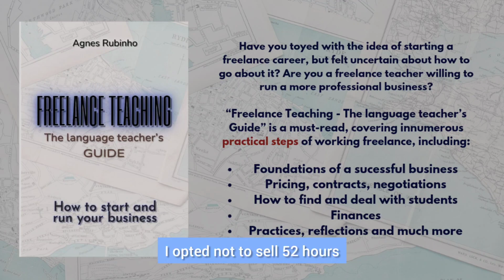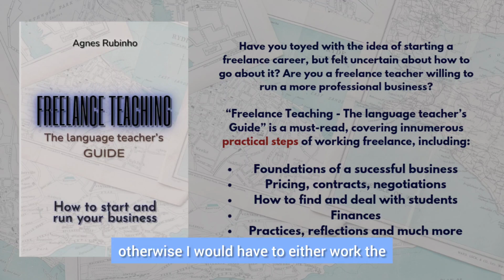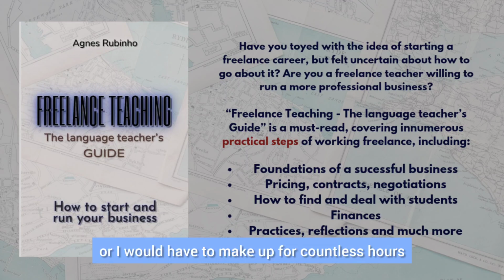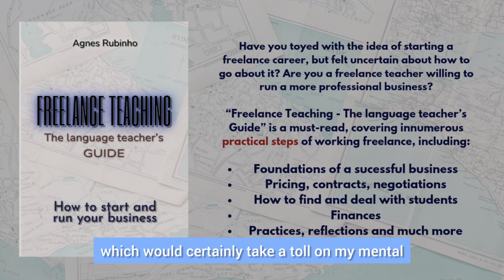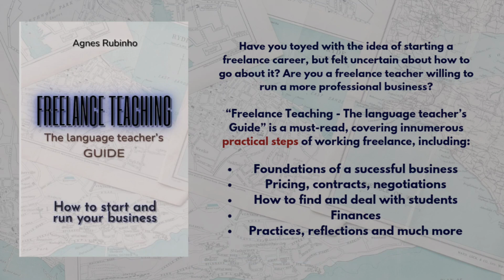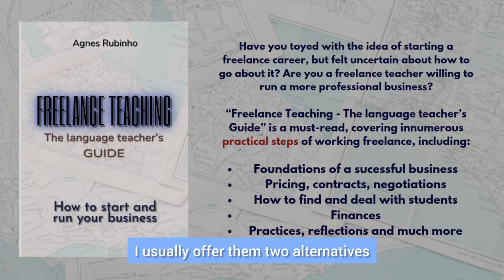I opted not to sell 52 hours, otherwise I would have to either work the entire year non-stop, or I would have to make up for countless hours if I wanted to have vacation, which would certainly take a toll on my mental health after a while. So, by choosing to sell fewer hours, I can rest more properly, and so can my students. How do I offer them this package? I usually offer them two alternatives.